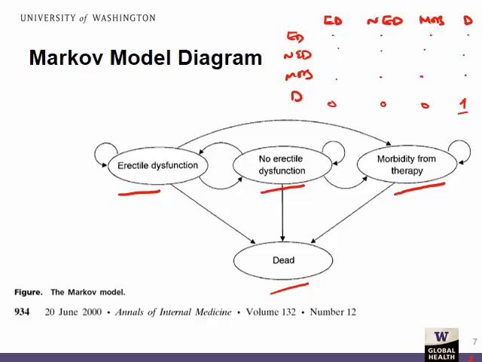So for example, erectile dysfunction to morbidity, you have a transition there, but you don't have a transition from morbidity to erectile dysfunction. So you don't have morbidity to ED. Here you don't have a probability. So this was the modeling framework used in this study.